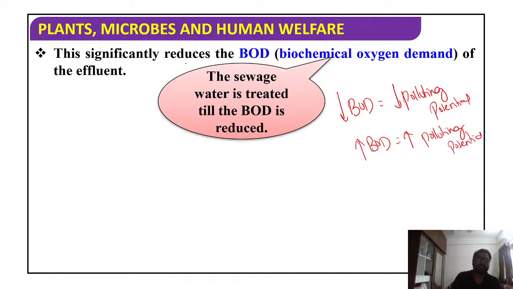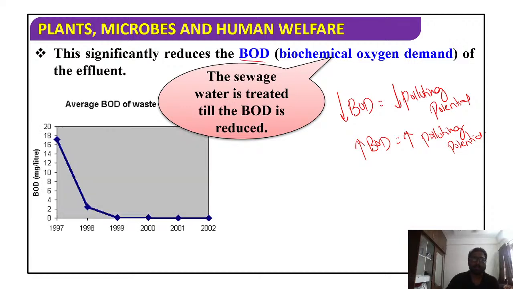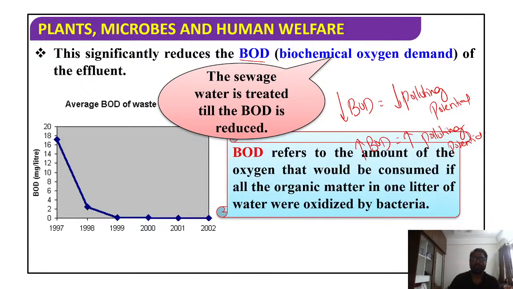So in this, students, BOD means biochemical oxygen demand. Let me talk about the BOD definition. BOD refers to the amount of oxygen that would be consumed if all the organic matter in 1 liter of water were oxidized by bacteria.